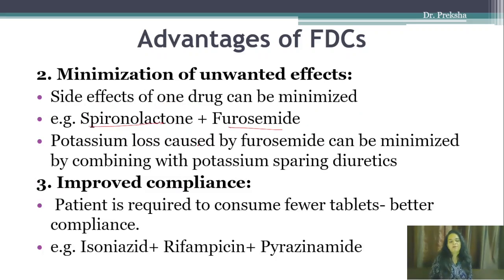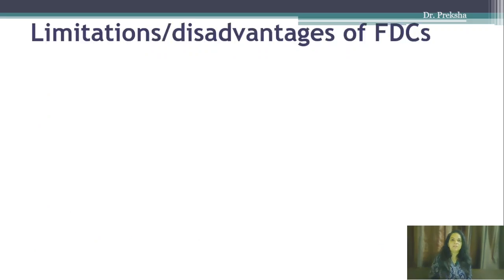Now another advantage of FDC is improved compliance. The patient is required to consume fewer tablets, and that will result in better compliance. For example, we have already seen isoniazid plus rifampicin plus pyrazinamide, which is prescribed in the treatment of tuberculosis. So it improves the compliance of the patient. So these are the advantages of the fixed dose combination.